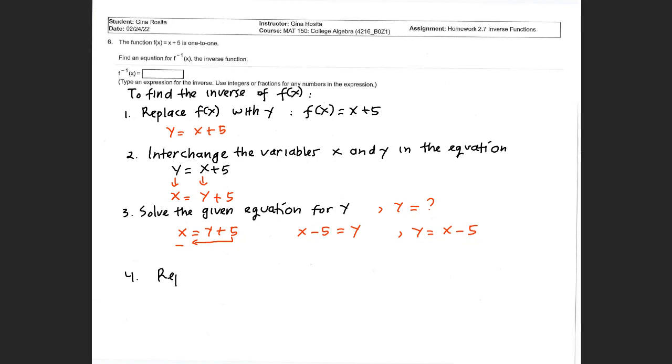After that, step 4. Replace y with f inverse of x. The equation is y equals x minus 5, yes? You just need to replace y with f inverse of x. So just put f inverse of x equals x minus 5. This is the step to find the inverse. Just go to the next one.